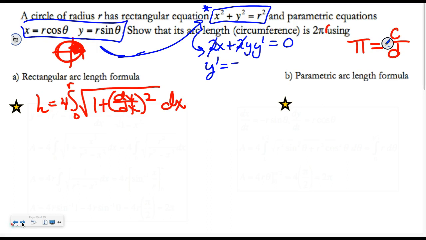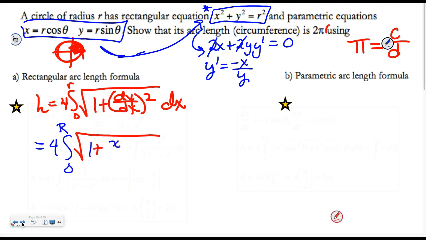2 reasons. I'm on a time crunch, and you don't need to know how to do this. It's just kind of cool. So Lindsay, I have my dy/dx be negative x over y, correct? So I'll go back to this. 1 plus x squared over y squared dx.